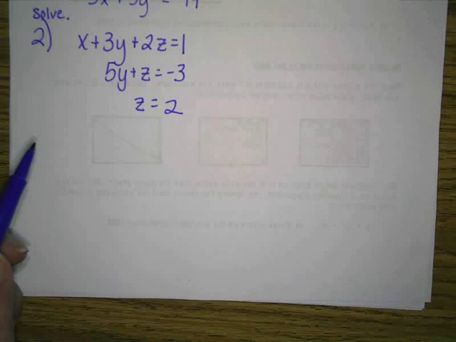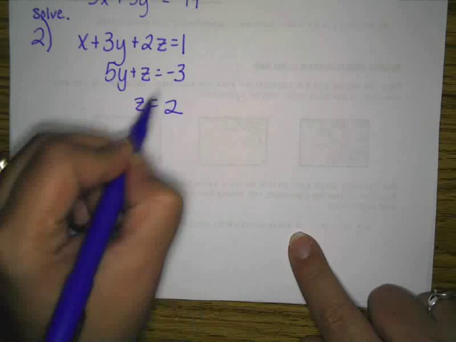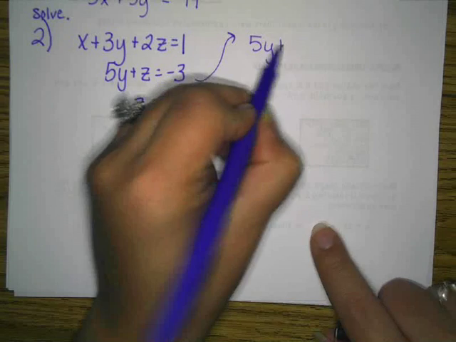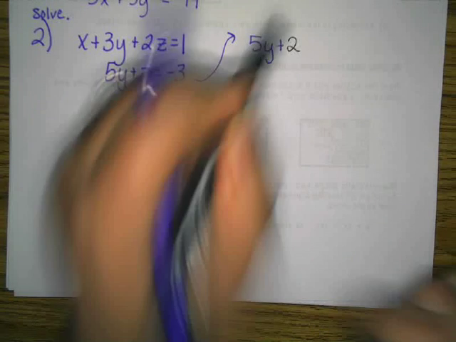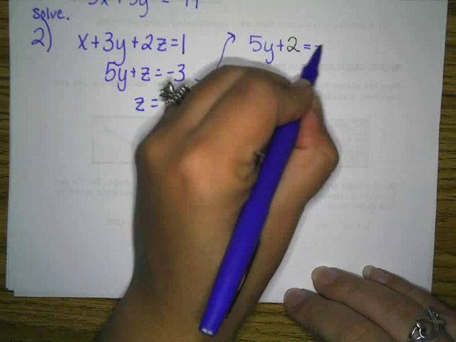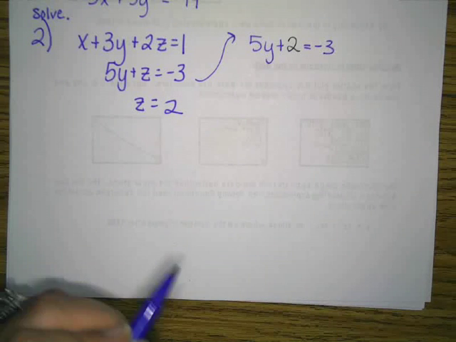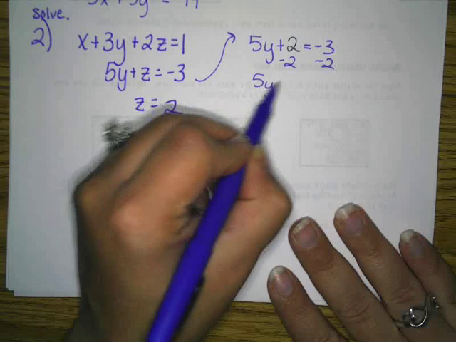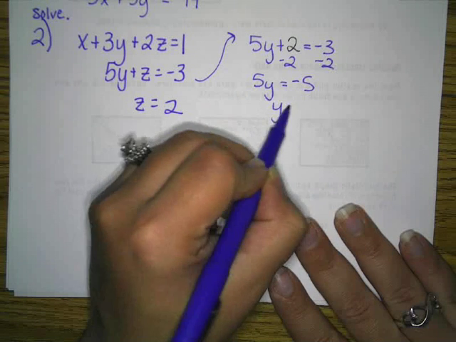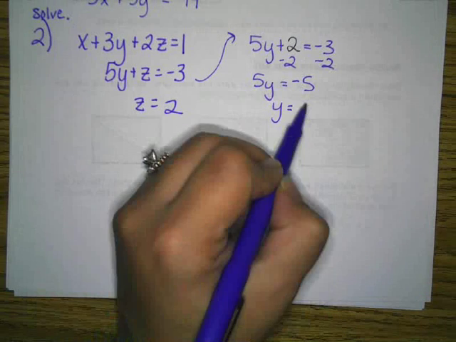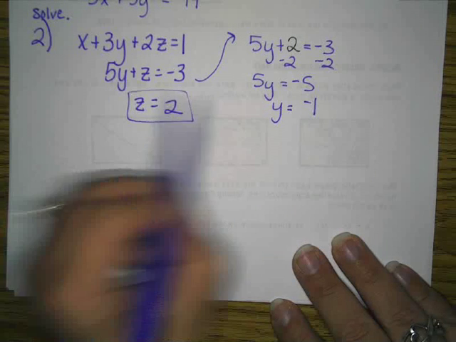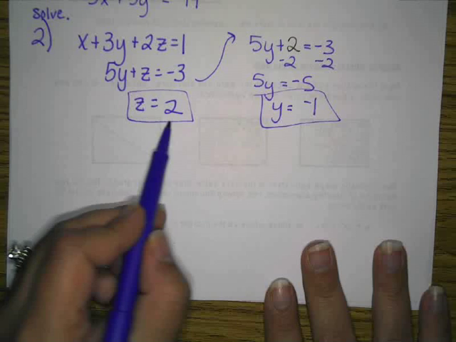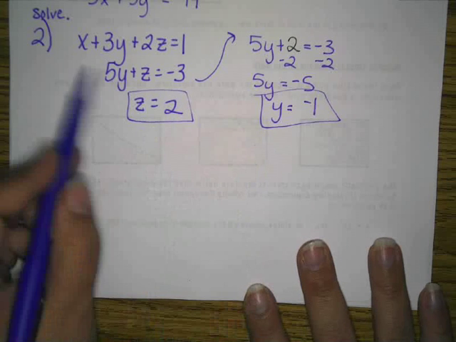The first thing I'm going to do is use z is 2. So I have, using this equation, 5y plus z, which is 2, equals -3. Now we subtract 2 from both sides. 5y equals -5. Y then equals -1. So now I know two pieces of information. I need that third piece. So now I'm going to back substitute these two pieces into the original.